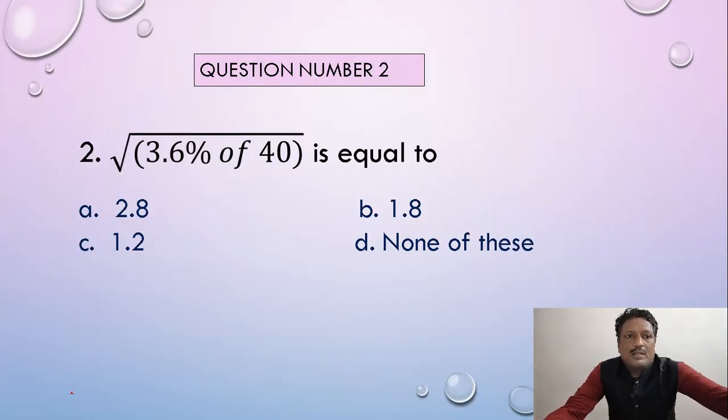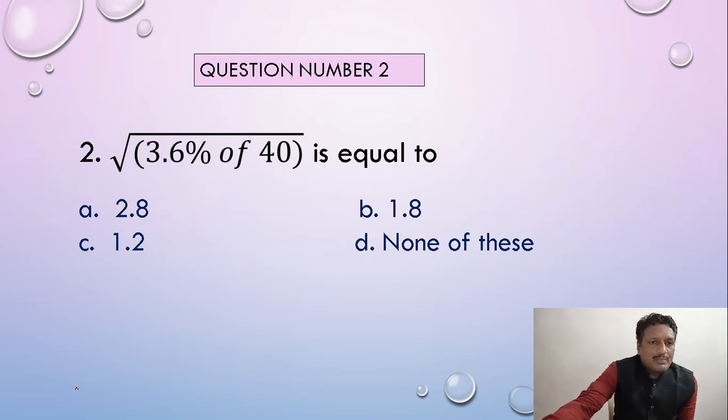Okay. Now see the next question, second question. The square root of 3.6% of 40 is equal to how much? Now we have to simplify this 3.6% of 40. First of all, you have to declare this 40 as 100%. Out of this 40, we have to find 3.6%. Here it is a very low numerical value. We can find 1%, 2%, 3% also out of 40.